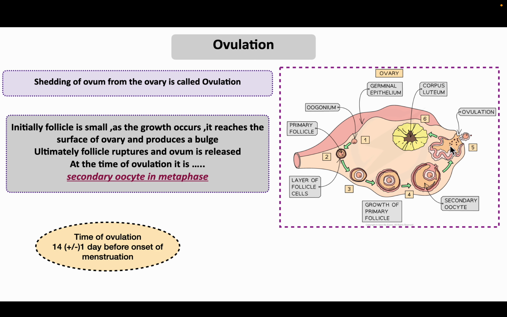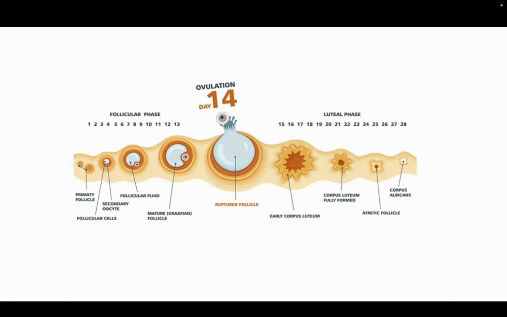This is important. The time of ovulation is 14 plus or minus 1 day before the onset of the next menstruation. So this is the sequence. Initially is the follicular stage in which the follicles are formed. The matured Graafian follicle is formed. Liberation of the secondary oocyte happens, and later on the luteal phase starts.